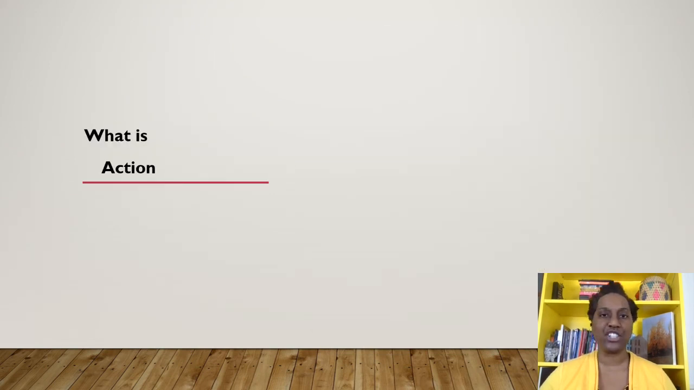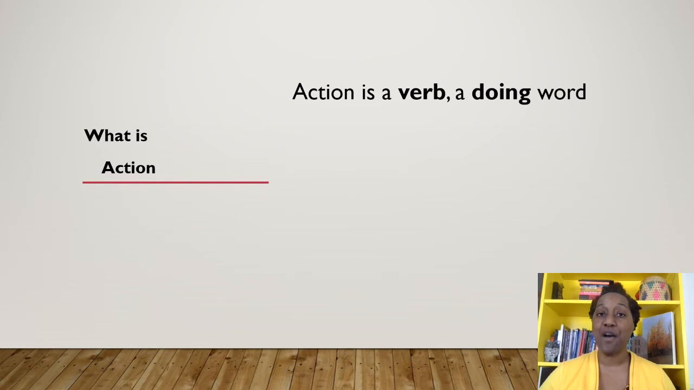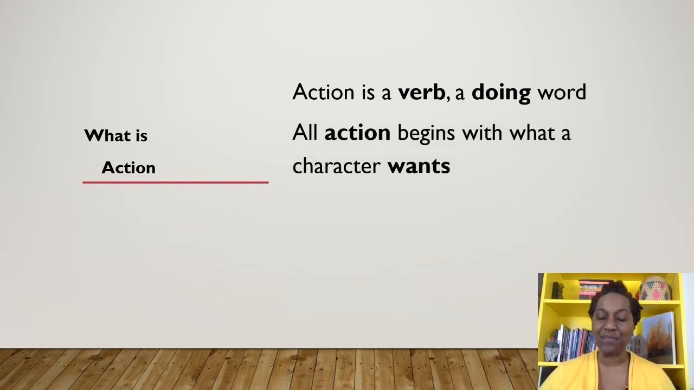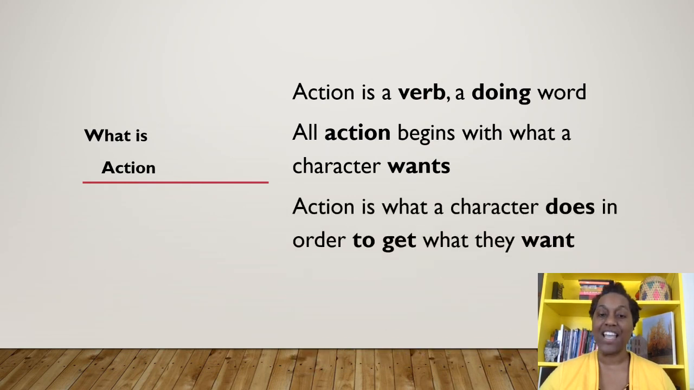Now let's talk about dramatic action. And I think before we do that, let's talk about what action actually is. Action is a verb. It's a doing word. All of the action any character will ever do comes from what they want. Characters always want something. Action is what a character does in order to get what they want.